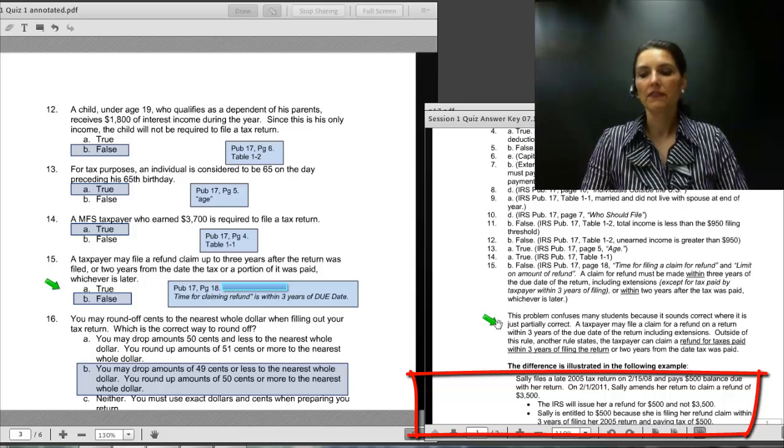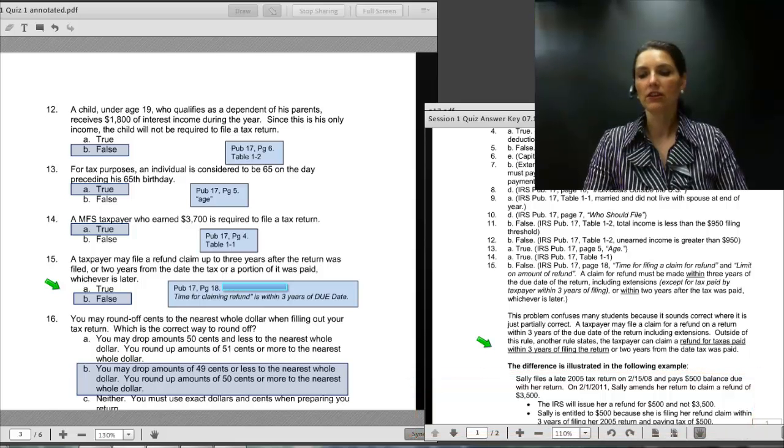A taxpayer may file a claim for a refund on a return within 3 years of the due date of the return, including extensions. Outside of this rule, however, there is a separate rule which states the taxpayer can claim a refund for taxes paid within 3 years of filing the return or 2 years from the date the tax was paid. So let's go to Pub 17 and look for these two paragraphs.